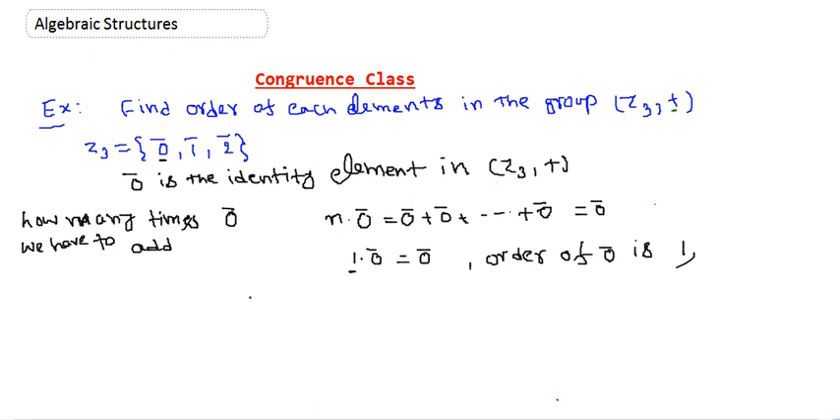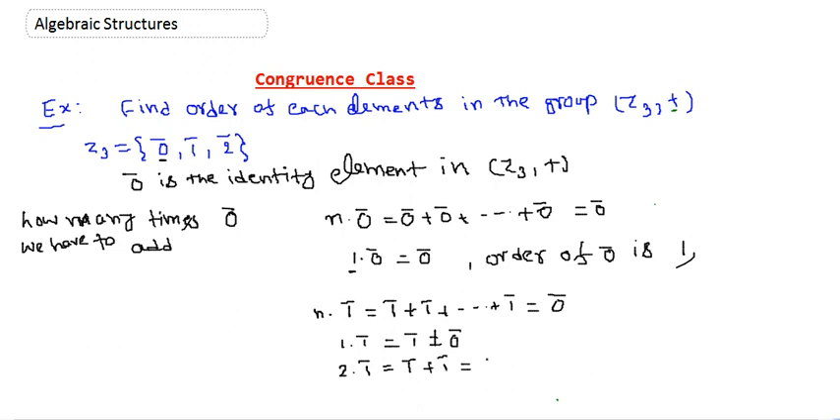Next, we're going to find the order of the element 1 bar. Which means, n is the least positive integer, how many times we have to add 1 bar with 1 bar to get the value 0 bar. Is it possible to find such an n? Let's check that. If I add 1 bar once, what do we get? Just 1 bar, which is clearly not equal to 0 bar. Now if we add 1 bar 2 times, 2 times 1 bar means 1 bar plus 1 bar, which is 1 plus 1 whole bar, which is 2 bar, and clearly this is not equal to 0 bar.